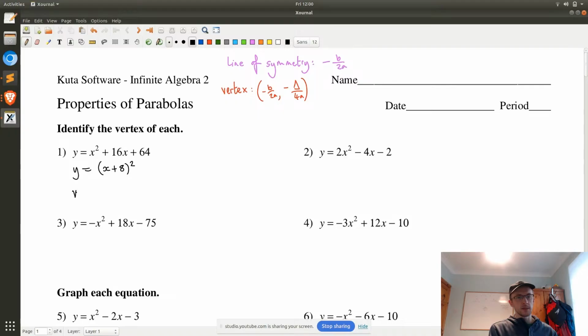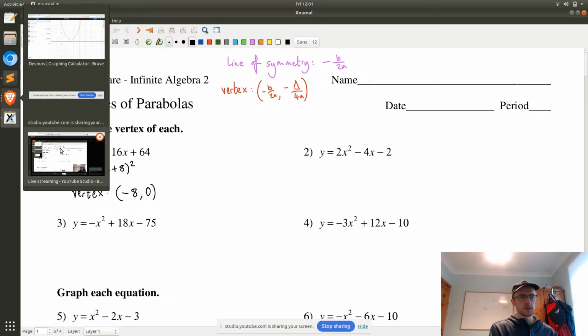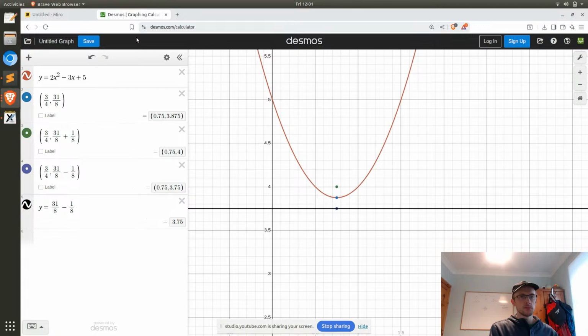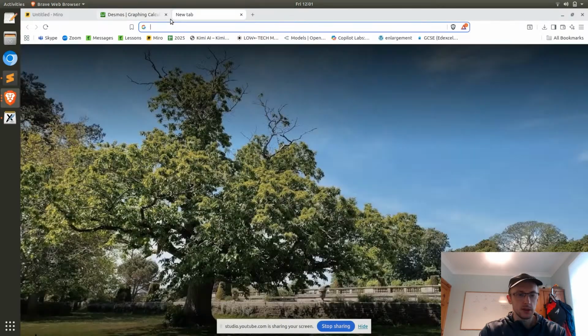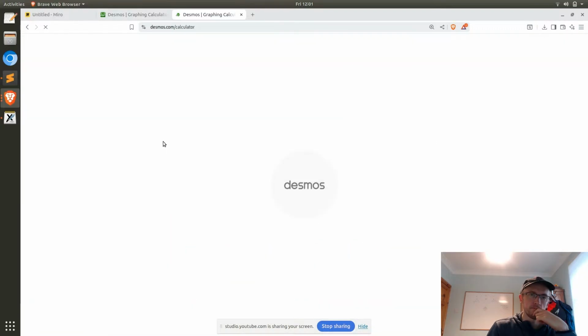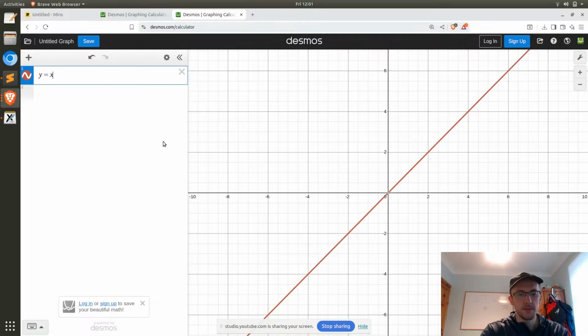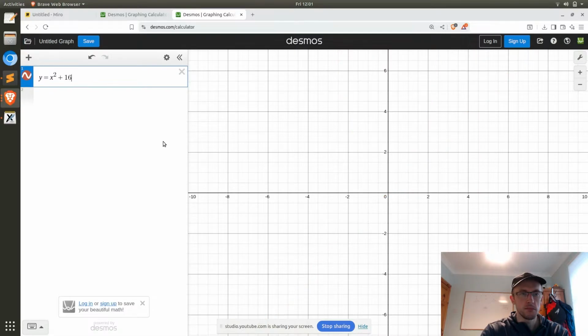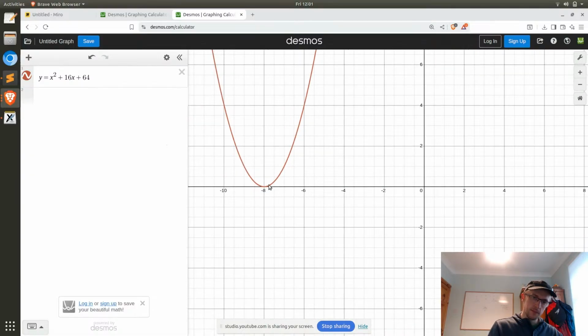And therefore the vertex is going 8 to the left and 0 up. Okay, but I have to prove it. I'll do it like this. There you go. The vertex is negative 8, 0. All right.